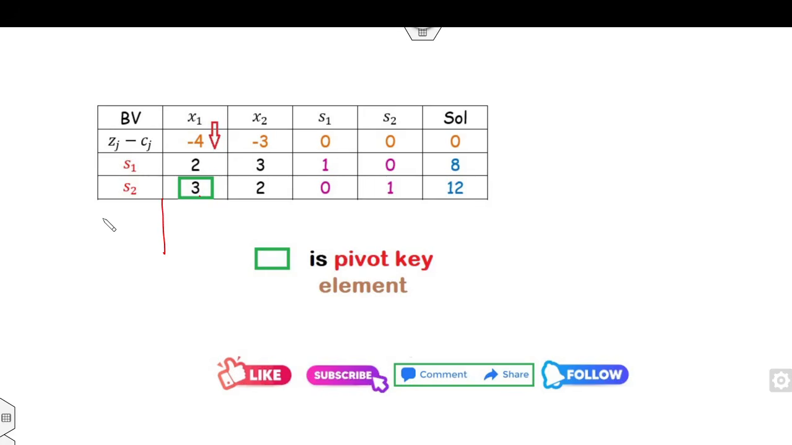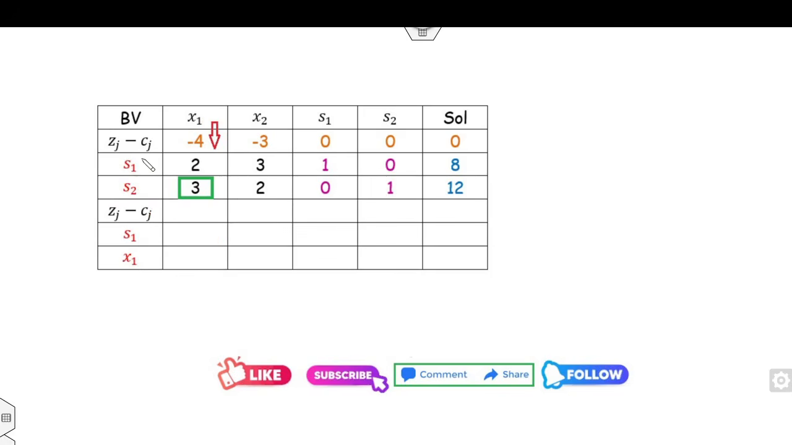Once you find the pivot key element, your target is to write the new table zj minus cj. This is the leaving variable. I can replace this leaving variable, and the entering variable is my x1. Fine. I can leave the variable x2 and enter x1. Now your target is to write the values.